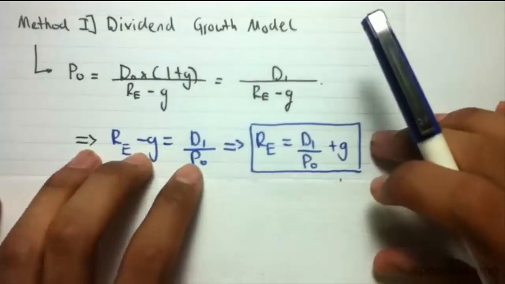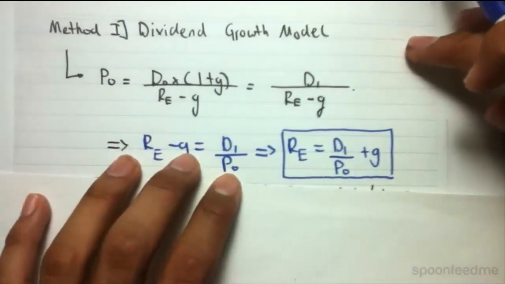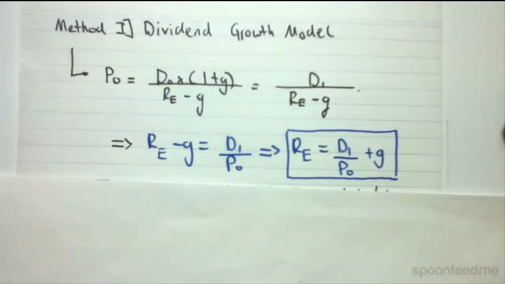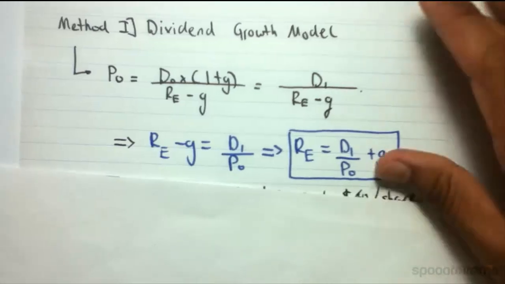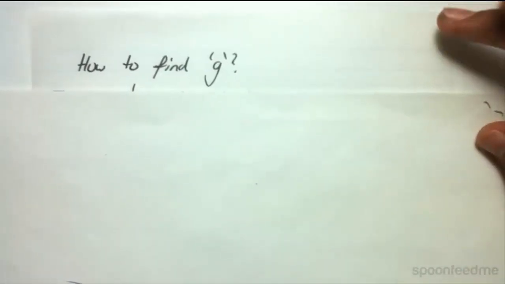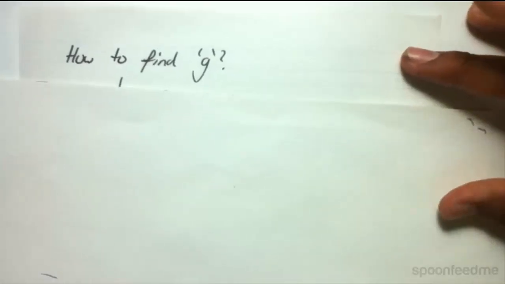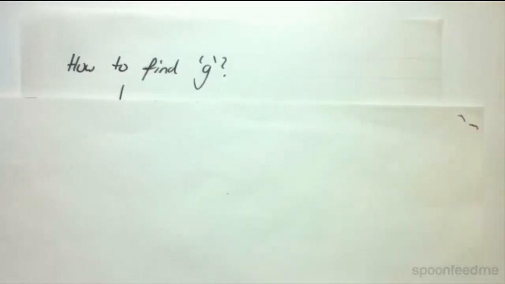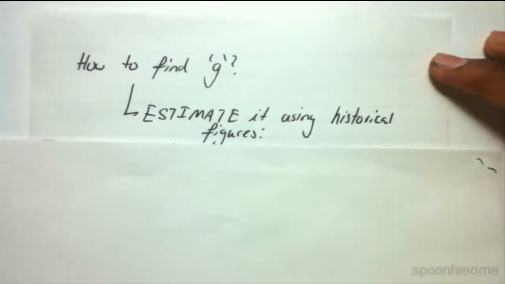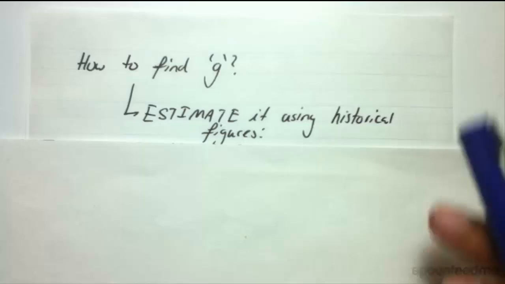Let's look back at this formula. We have that RE is equal to this, right? And so I need three things: more or less D1 or D0, the price of the share, and G. D1 or D0 and the price of the share are relatively easy to find. But estimating G, on the other hand, can be a bit more difficult. Why? Well, we'll have to estimate it using historical figures.